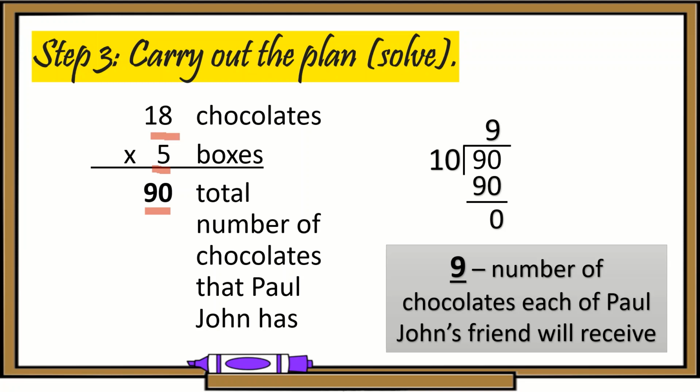Now that we already determined the number of chocolates na ibibigay ni Paul Chan sa kanyang 10 friends, so 90 divided by 10 is 9. Therefore, the number of chocolates each of Paul Chan's friends will receive is 9.